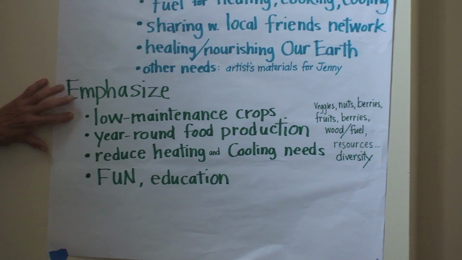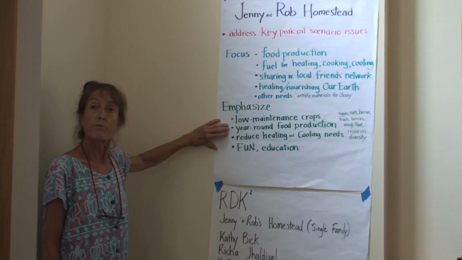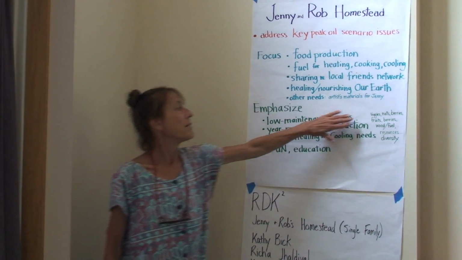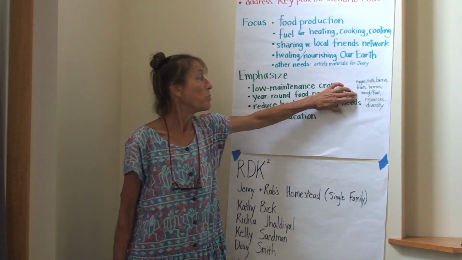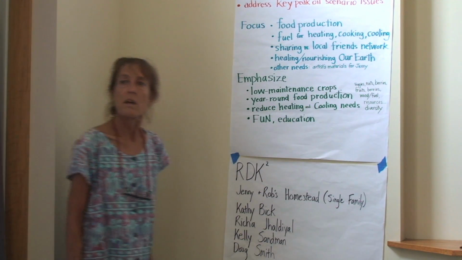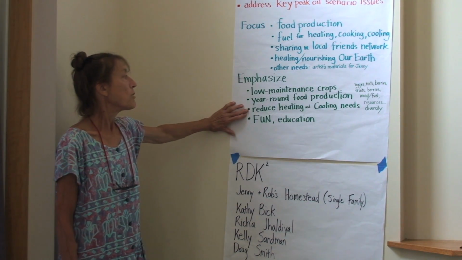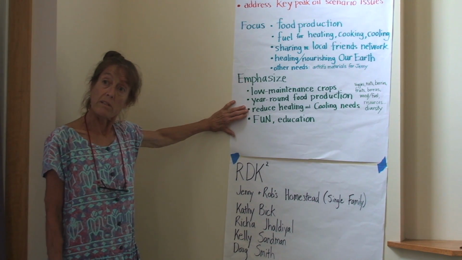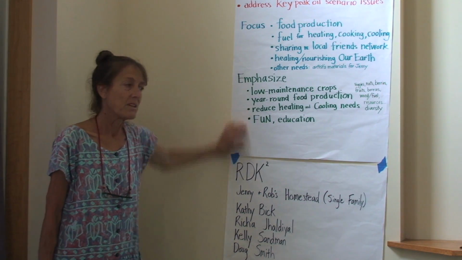We wanted to emphasize low maintenance crops, year-round food production, from vegetables to nuts to berries, fruits, wood fuel resources, a diversity within all these things to meet their needs as well as things to share. Reduce heating and cooling needs, and of course, fun and education.